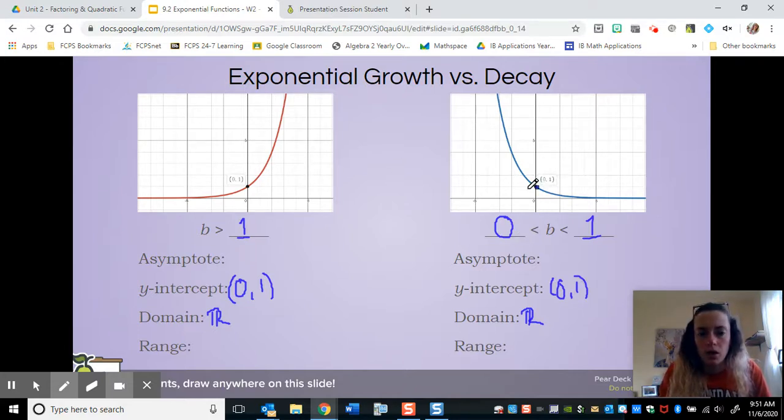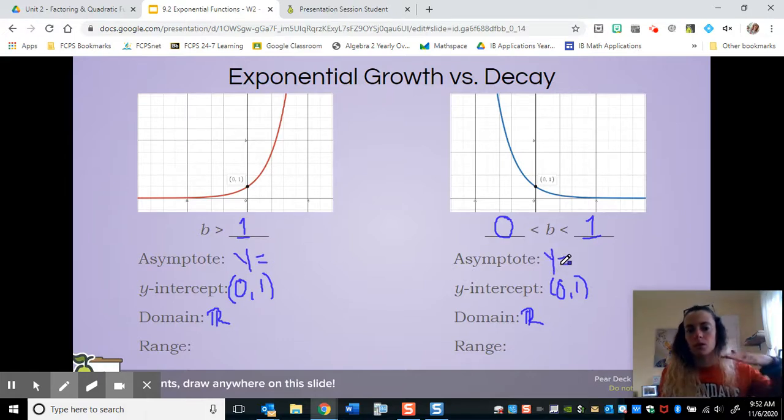What both graphs also have is an asymptote. So an asymptote, remember, is an invisible boundary line. You can have vertical or you can have horizontal, but it's an invisible boundary line that the graph can't and won't cross or touch. So in both of these cases, in all exponential graph cases, you have horizontal asymptotes, which means y equals, because it's passing through the y-axis. And your parent function asymptote is at y equals 0.